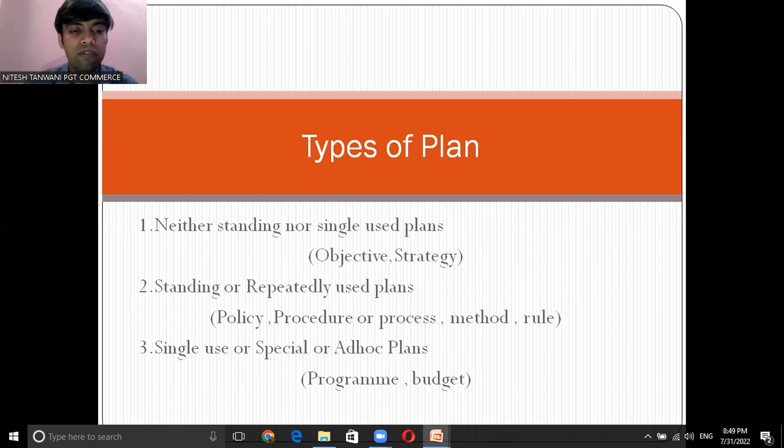What are the single use or ad hoc plans? These are the plans which are used once. These are of non-recurring nature. Non-recurring means non-repeatable. So examples are program and budget. Once we use them, then again we do not use the same. Next year we make another budget, a different kind, another program of a different kind. Clear? It means we are not repeating the same. So these are single use plans. I hope this differentiation of types of plan is clear.